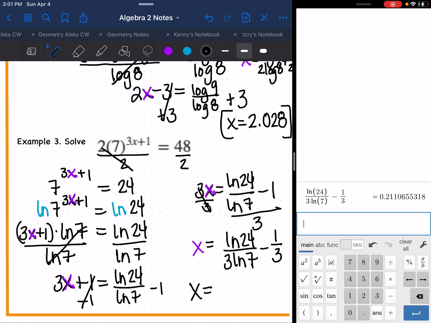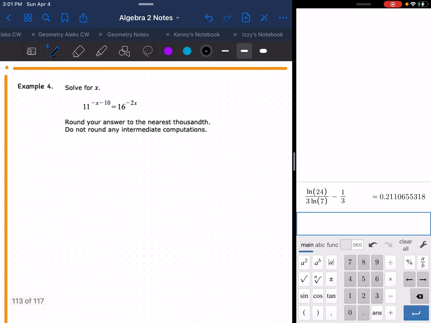All right, here we go. And if we round to the nearest 3 decimal places, 2, 1, and the third number is a 1, I want to check after that, the fourth number, it's a 0, so I'm going to leave it a 1. There we go.